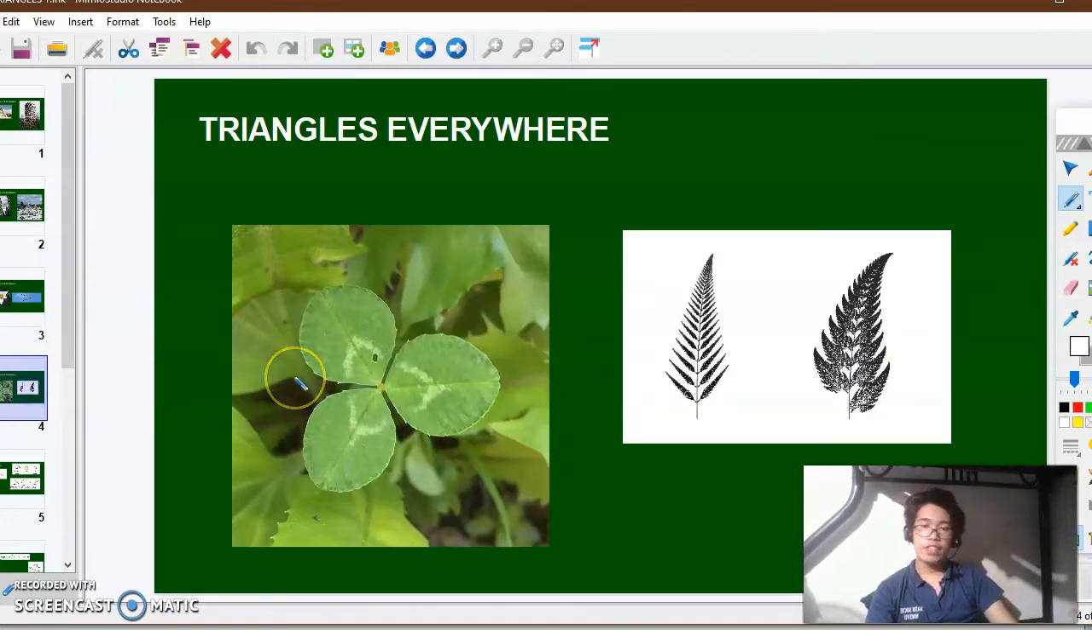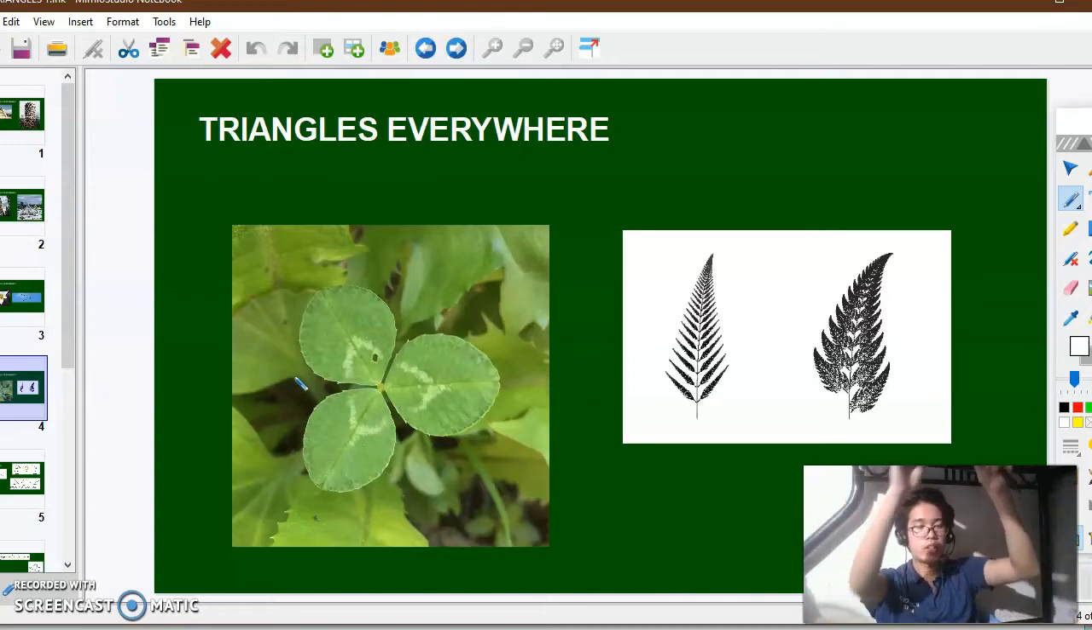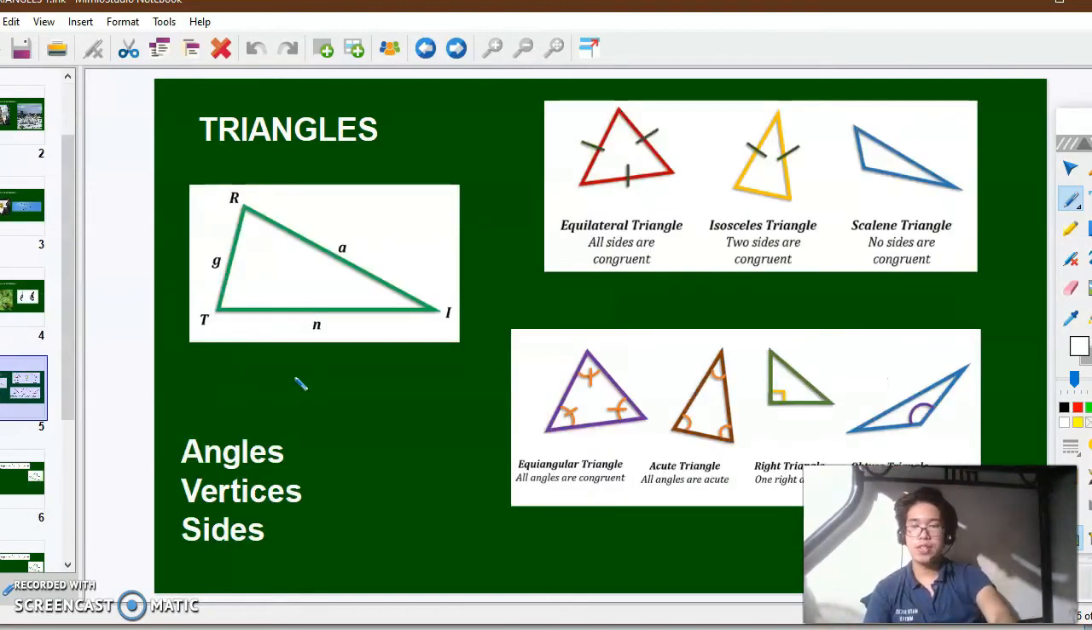Also, we have here a shamrock leaf. A shamrock leaf or clover leaf forms a triangular pattern as well, and triangles can also be found on ferns. So there are a lot of applications for triangles. As you can see, the triangular pattern of ferns: from big leaves that start at the bottom, they get smaller and smaller until they form a triangle shape pattern.